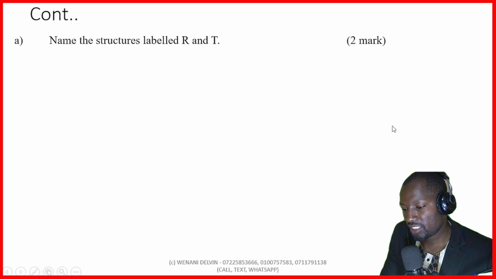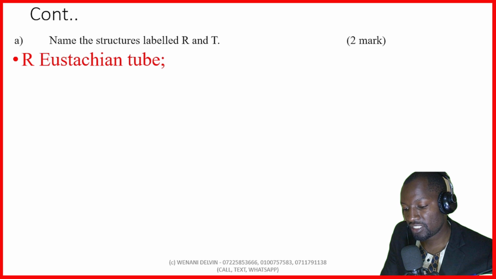Name the structures labeled R and T. R, this one, is the eustachian tube, and we understand the eustachian tube regulates pressure within the middle ear and the environment.